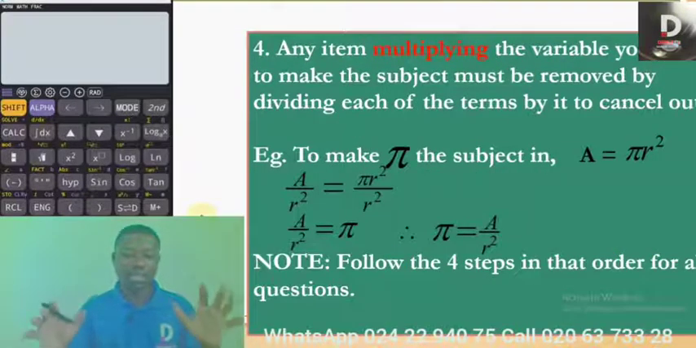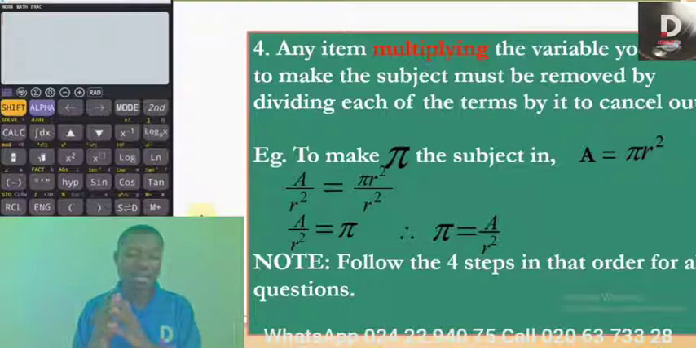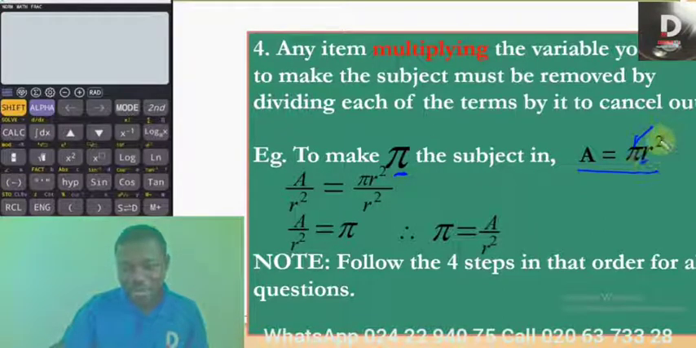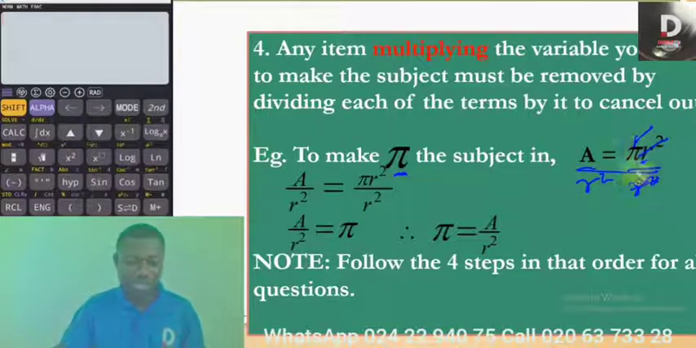Good. The last but not least step, if there's something multiplying what you want to make the subject, you clear it off by dividing by each of the terms. Each of the terms. So for instance, look at this example. We are making pi the subject from here. This is pi that we want to make the subject. What is multiplying it? R squared. So divide here by R squared. Do the same for R squared for each of the terms. So this R squared cancels R squared, making pi standalone, as you can see over here.